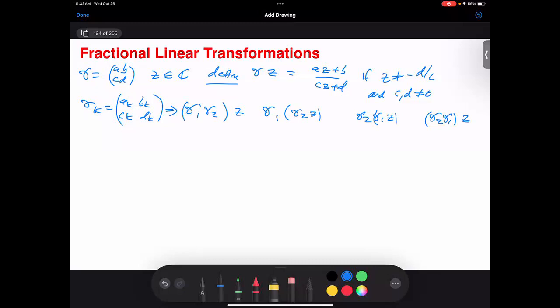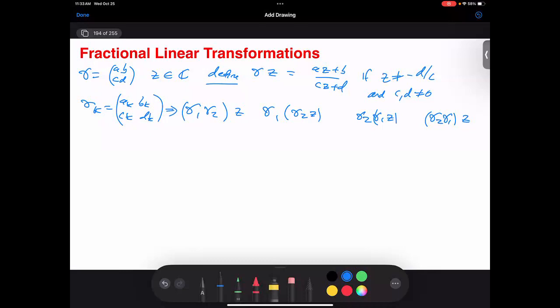Yes? I think I've seen somewhere something like this, and it requires AD minus BC not equal to 0. Nope. I can just do these calculations. Now, when I write gamma 1, gamma 2, I mean take the matrix by multiplying gamma 1 and gamma 2, and then apply that to z. The gamma 1 acting on gamma 2 of z is first take the matrix corresponding to gamma 2, apply that to z, take that as your input, and now use the matrix gamma 1.